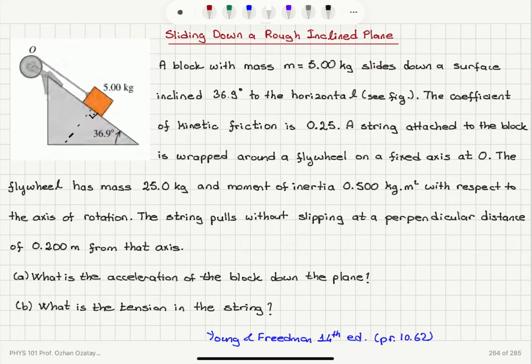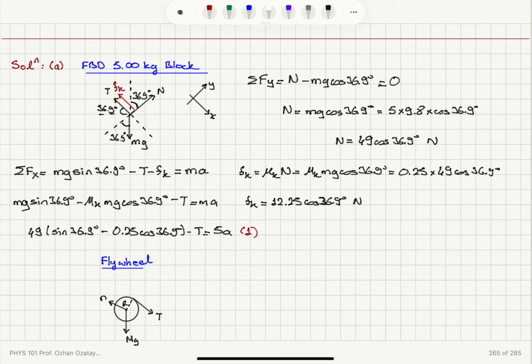Now I want to concentrate on the flywheel. The flywheel has a weight. There will be a normal force from the rotation axis it is sitting on, and there will be a tension acting on it. So we have the contact force N, mg pointing down, and tension which is tangential to the flywheel. And we can see that there will be a net torque acting on it, which is equal to T times R, which is I alpha.